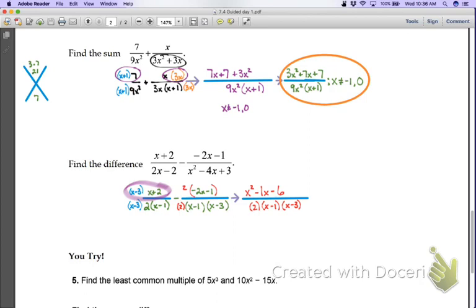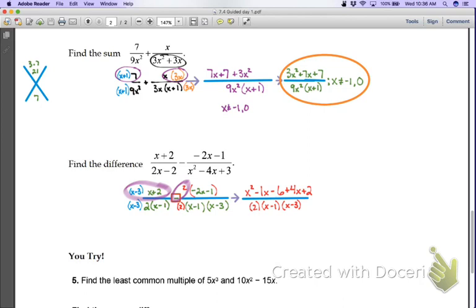Now, with a subtraction problem, what I would suggest to make this easier is to multiply everything by negative 2, since it's a 2. So what's negative 2 times negative 2x? Positive 4x. What's negative 2 times negative 1? Positive 2, right? That way you don't have to really change the signs.